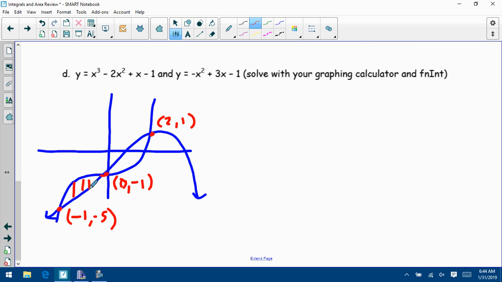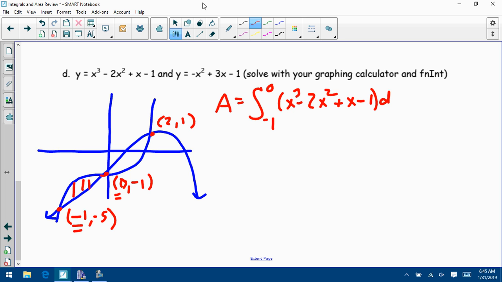So when I do this first region, area is going to equal the integral from x values, because we're in terms of x, so -1 to 0. What's the top curve here? We'll follow it along. This top curve is the cubic. So it's going to be x cubed minus 2x squared plus x minus 1 dx. Top curve minus the bottom curve, that's the parabola. So that minus -x squared plus 3x minus 1 dx.